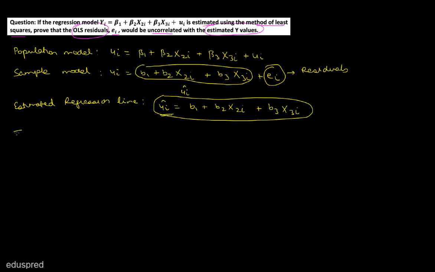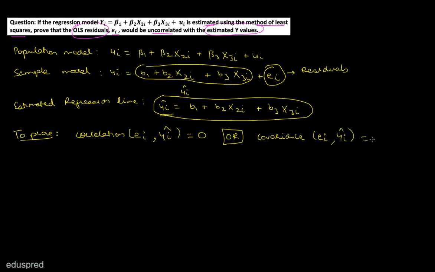Okay, now we have to prove that the correlation between the residuals, that is the correlation between ei and the estimated y values, that is yi hat, is equal to 0. Or in other words, we can also focus on proving that the covariance between ei and yi hat is equal to 0. Because if the covariance between two random variables is equal to 0, even the correlation between those two random variables is going to be 0.